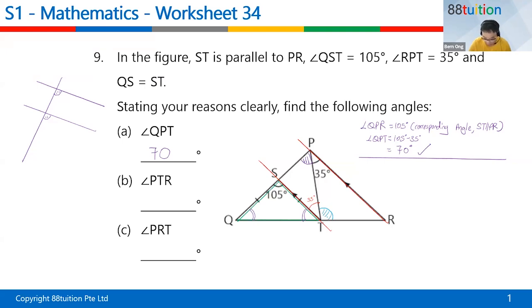Right, should be quite simple. If I can find this, and this 35, I can use angle on a straight line, right? You see or not? Because this portion is 180 degrees. This portion is 180 degrees. Correct or not? Correct.